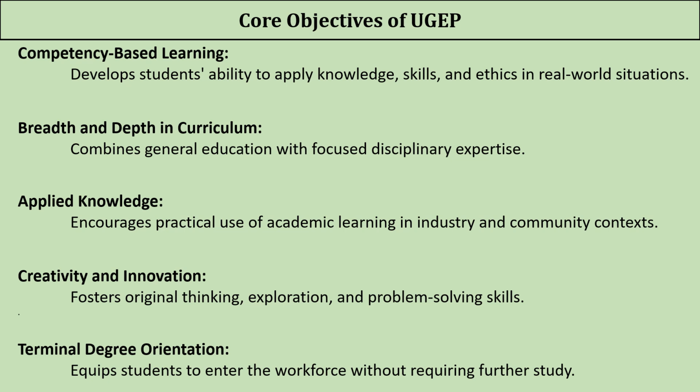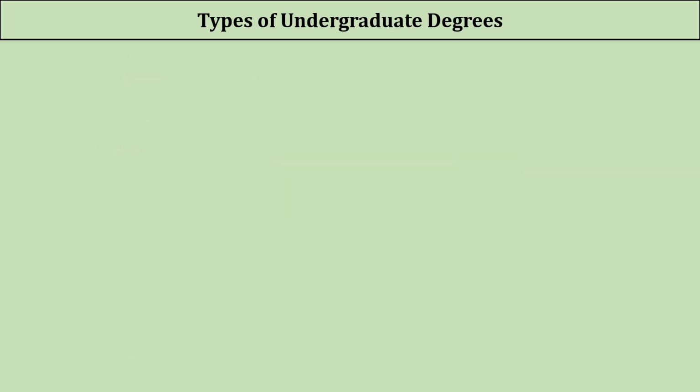The 5 core objectives aim to ensure that students are not only well educated but also well prepared, with applicable skills, with creative minds, with values that make them responsible members of society. By treating the undergraduate degree as a complete qualification, UGEP raises the value of undergraduate education in Pakistan to international standards. Types of undergraduate degrees.